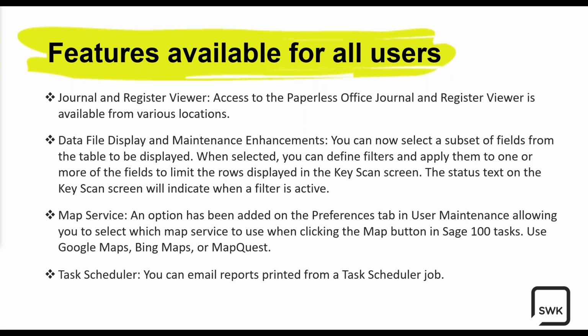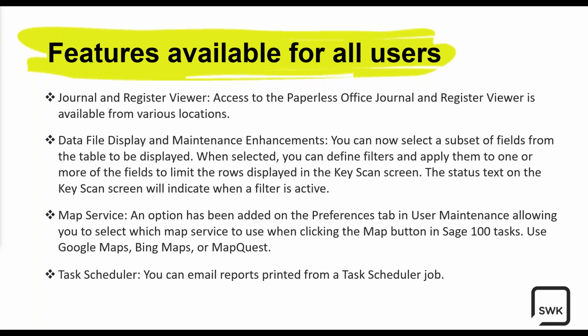If you were on perpetual licensing, you would have to actually go to Paperless Office to find that information. You now have some data file display and maintenance enhancements, such as selecting a subset of fields from the table to be displayed. You can define filters, apply them to one or more fields to limit the rows displayed in the key screen. A lot of different features in there. If you use data file display and maintenance, that's kind of a view of your tables if you're not sure what that is. It's a more technical kind of tool within Sage 100.